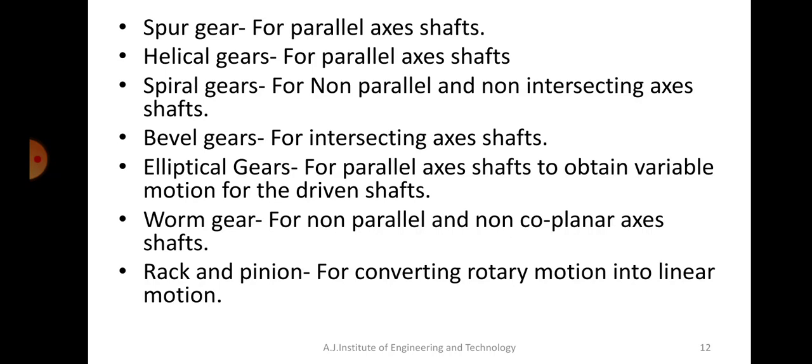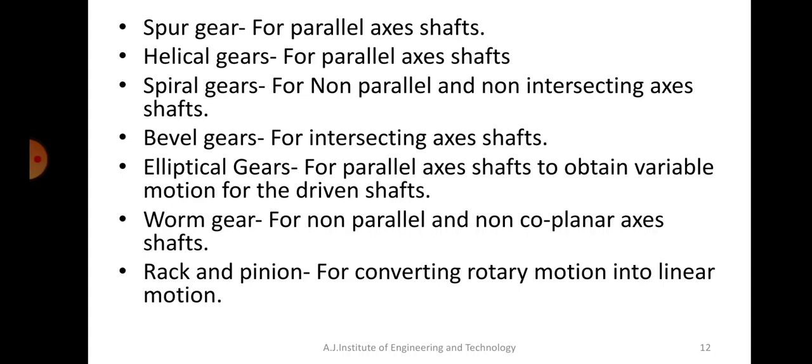Then there is one more type of gear, called spiral gears, which is an example for non-parallel and non-intersecting. That means the axes of the shafts are not parallel to each other and also they are not intersecting. Then we have bevel gears. We have studied bevel gears in the previous class. These are examples for intersecting axis shafts. The axes of bevel gears are not parallel, but they are intersecting. One will be on one axis, the other will be on another axis, and they intersect with each other.